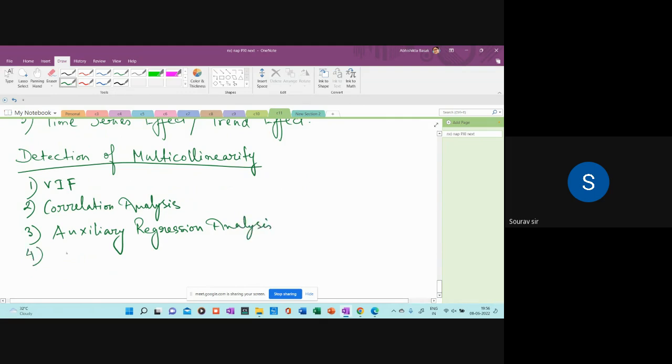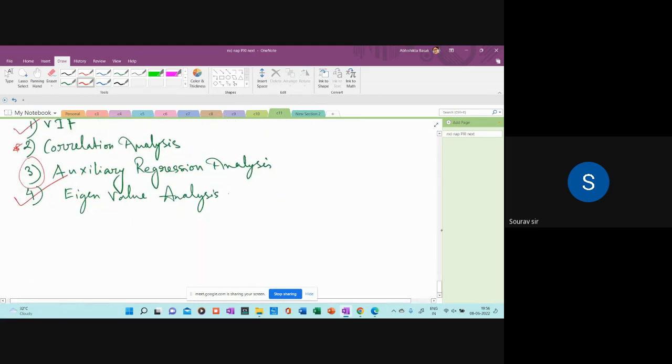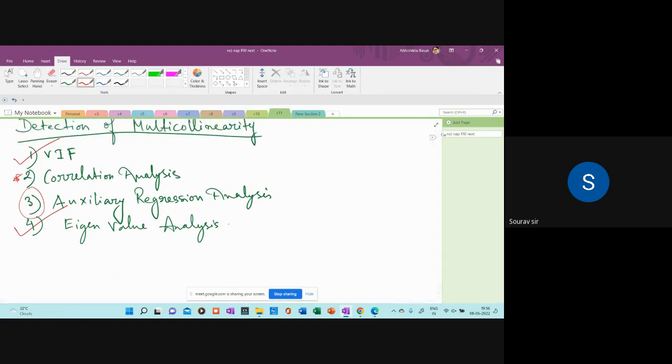And number four is eigenvalue analysis. Among these four methods, the most important and most popular methods are VIF and eigenvalue analysis, which we can discuss, and sometimes correlation analysis is used. This one is not that popular. Let me write the full form of VIF.